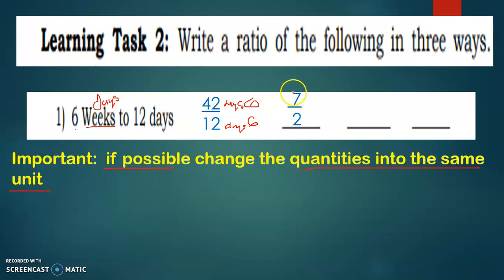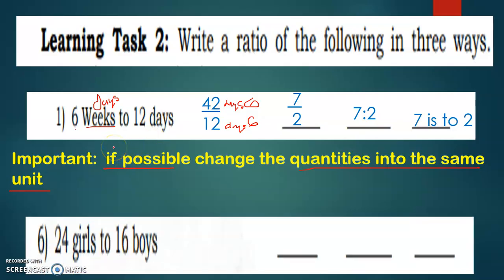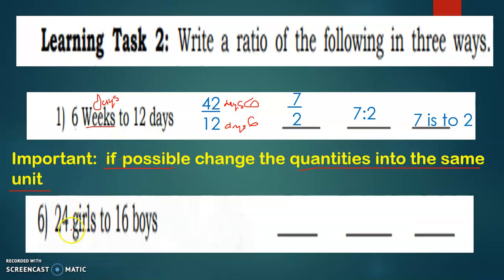So, in fraction form, that is 7 is to 2. Okay? In column form, that is 7 is to 2. And of course, in word form, that is also 7 is to 2. Okay? So, ganun lang. Okay, another one.